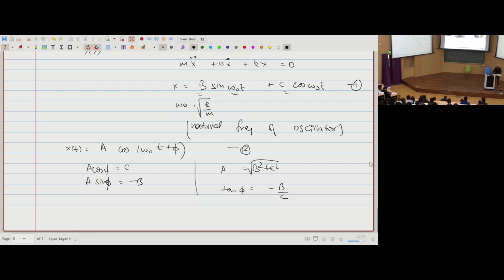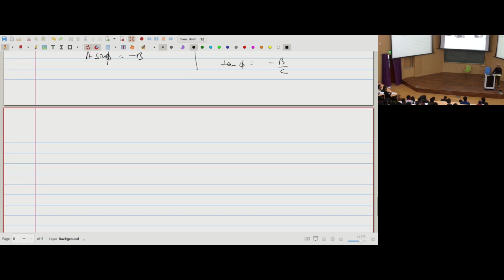The time period in this case is 2 pi by omega naught, and the frequency in hertz or cycles per second is omega naught upon 2 pi. Omega naught is the circular frequency, in radians per second, and the number of cycles per second, or hertz, is omega naught by 2 pi.